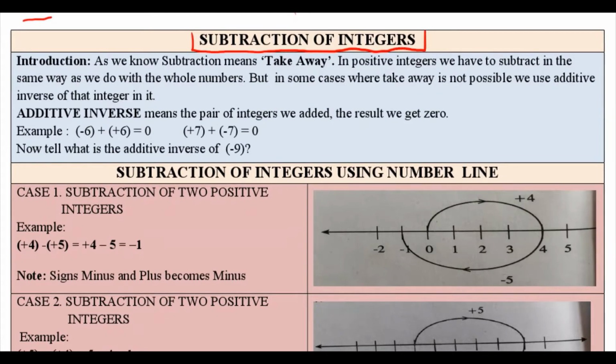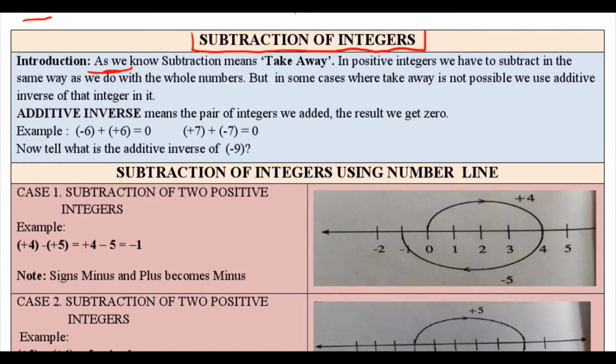So, introduction. As we know, subtraction means take away, as you can read over here. In positive integers we subtract in the same way we do with whole numbers, but in some cases where take away is not possible, we use the additive inverse of that integer.